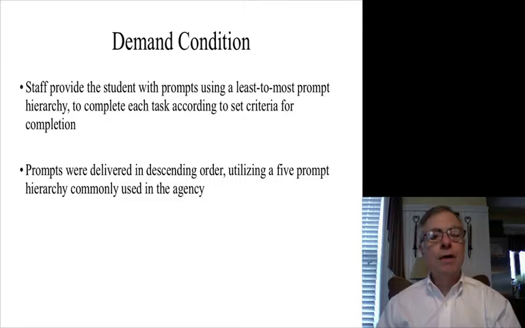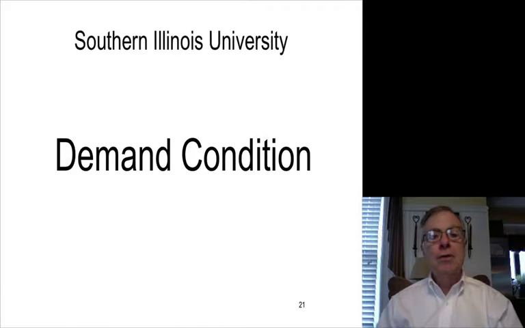Staff provide the student with prompts using a least to most prompt hierarchy to complete each task according to a set of criterion for completion. So basically we're using some sort of graduated guidance procedure, least to most meaning verbal, gesture, and physical prompting. And prompts are delivered in a descending order utilizing sometimes a five prompt hierarchy or a three prompt, depending on how you do it in your particular situation. Again, we have a video made by Southern Illinois that shows a demand condition. So let's watch that video.